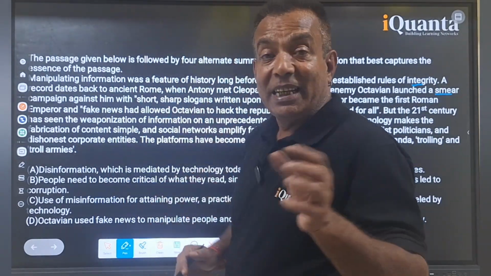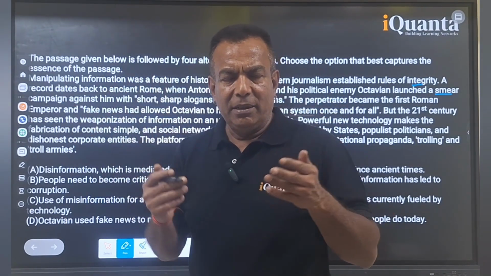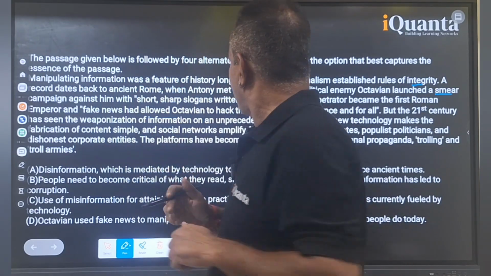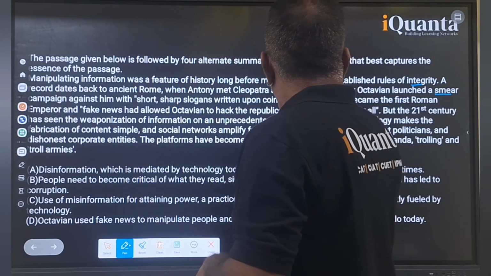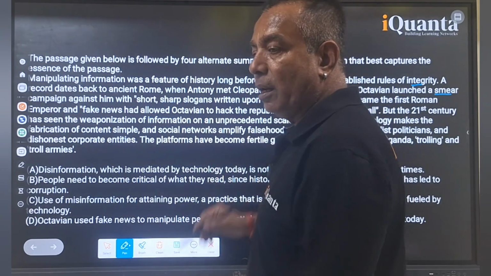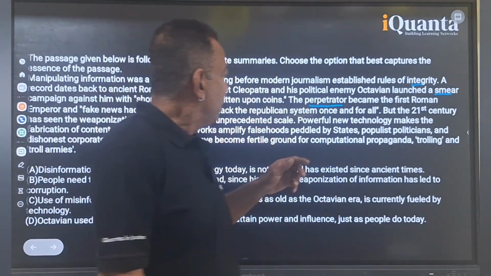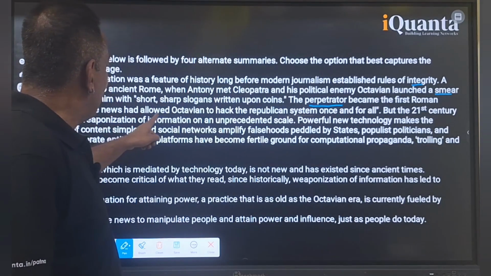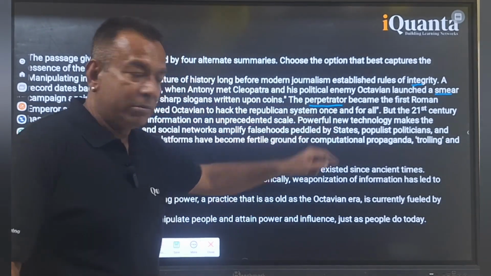And that was basically a slogan. As you see nowadays, there are slogans against somebody. So these slogans were written on a coin, right? Written upon coins. The perpetrator, the person who launched this, that means Octavian, this is a criminal or say somebody who's doing wrong, perpetrator, became the first Roman emperor, and fake news had allowed Octavian to hack the republican system once and for all.